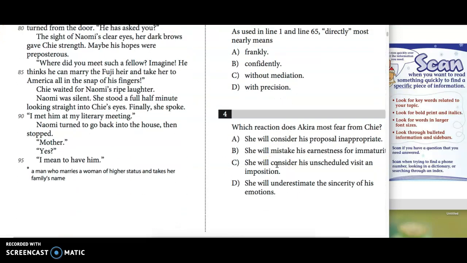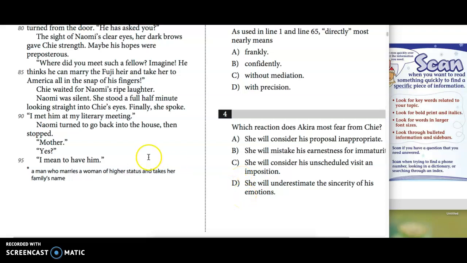So let's look at another one. Which reaction does Akira most fear from she? Okay, she will consider his proposal inappropriate. She will mistake his earnestness for mistake. She will consider his unscheduled visit an imposition. She will underestimate the sincerity of his emotions.